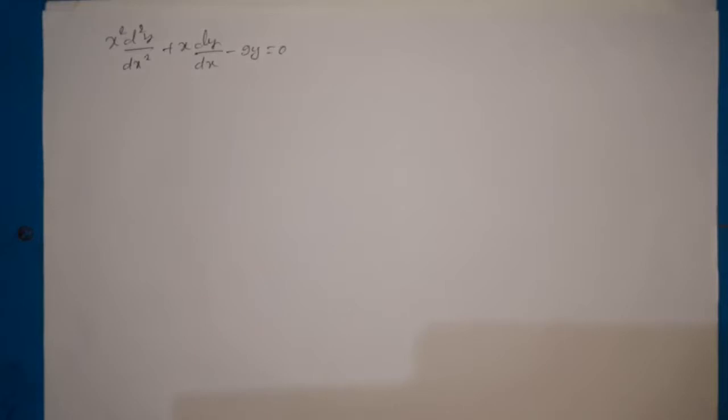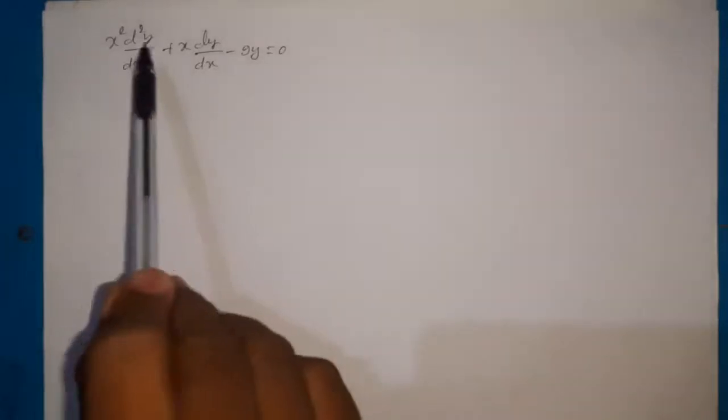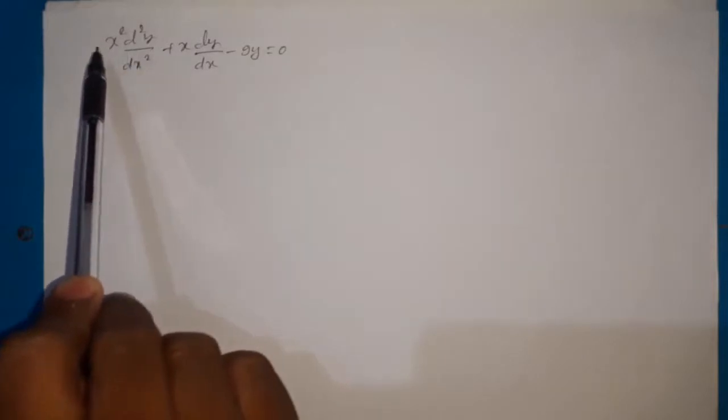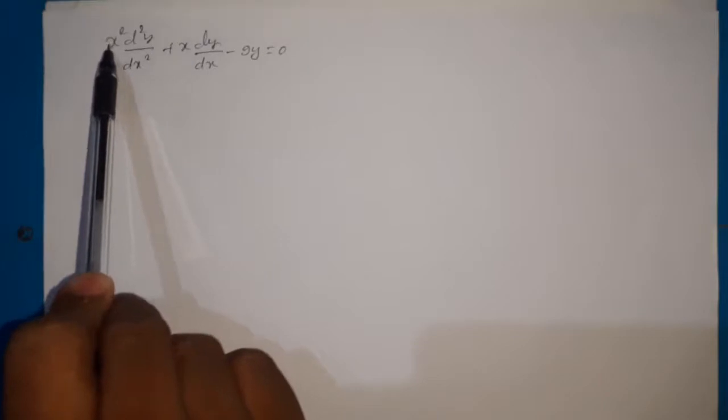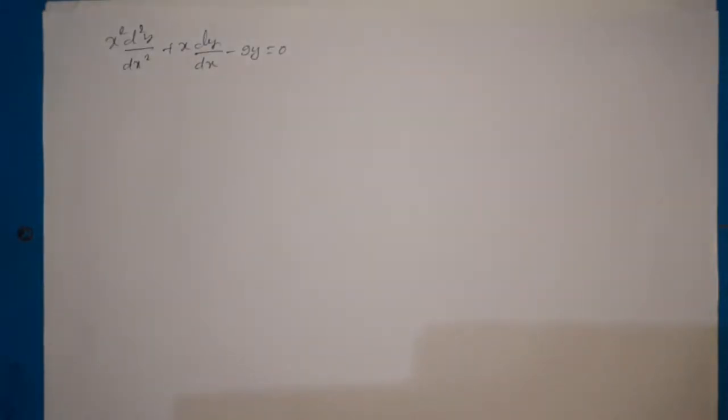The first example is x square d square y by dx square plus x into dy by dx minus 9y is equal to 0. So here this is the homogeneous linear differential equation. That can be identified easily, that is if the differential coefficient is multiplied by the term x. If it is not multiplied, then that is the linear differential equation with constant coefficients. That is the only difference between those two.